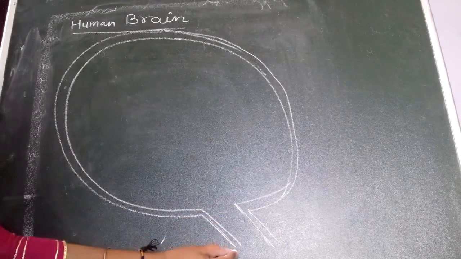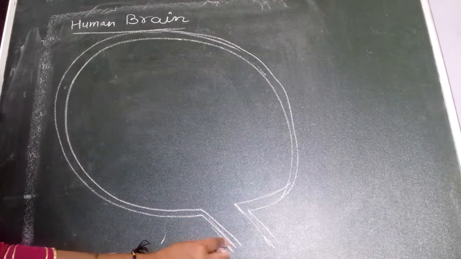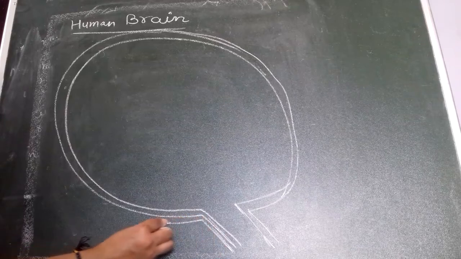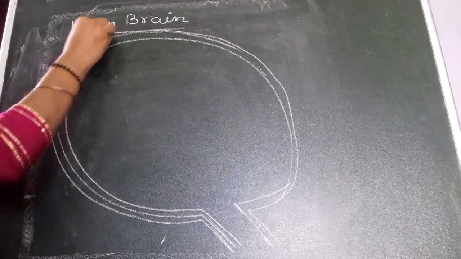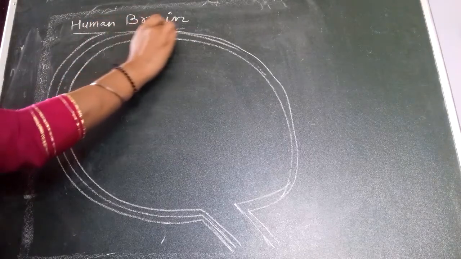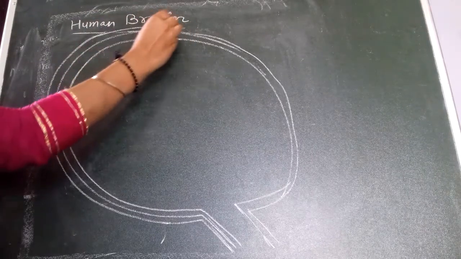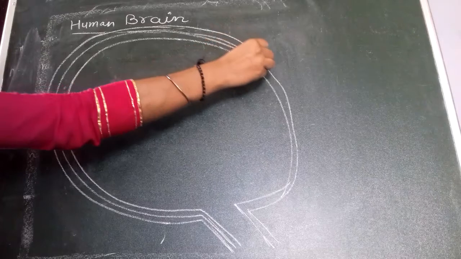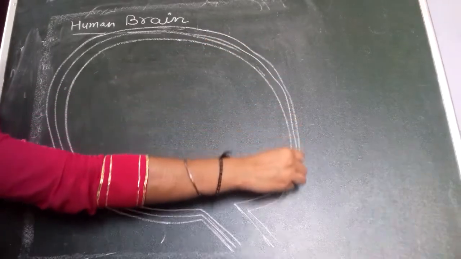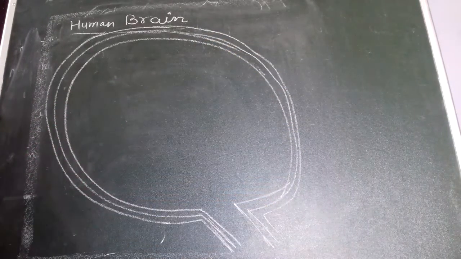Again we will draw another line. We can make it closer. So here we go, the third boundary, so that the wall should not go anywhere. Alright friends, this is the third boundary.